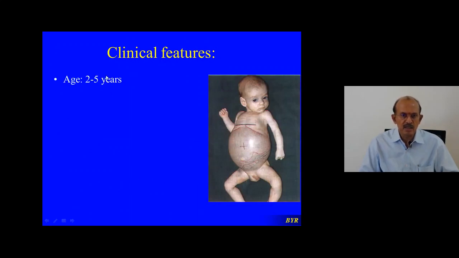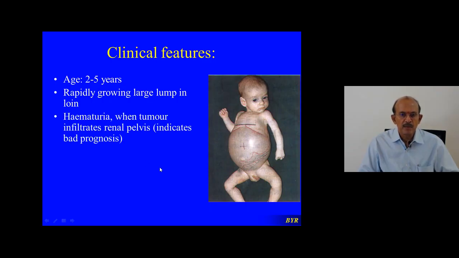It occurs around 2 to 5 years. It is a rapidly growing, large lump in the loin. So that is the main manifestation of the child. So the mother brings the child to you with the complaint of a mass growing very rapidly in the loin. Hematuria occurs late when the tumor infiltrates the renal pelvis.